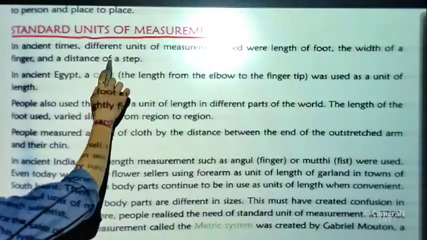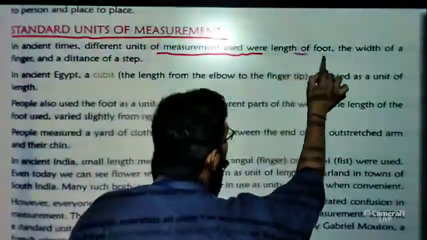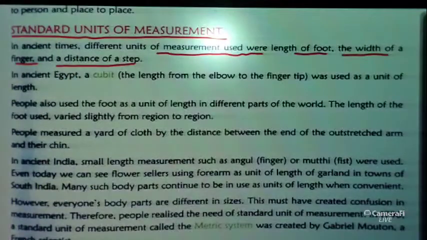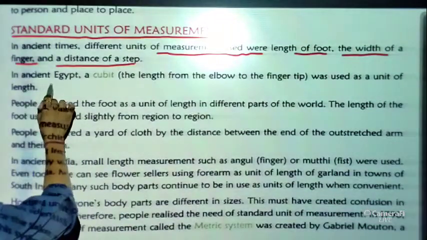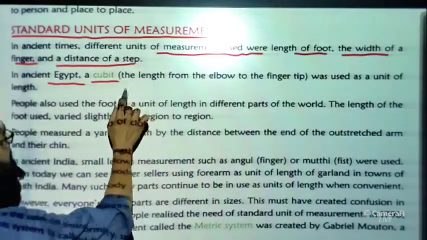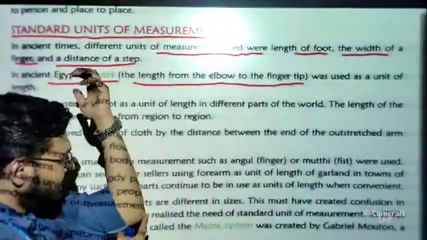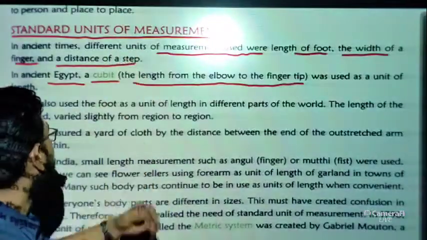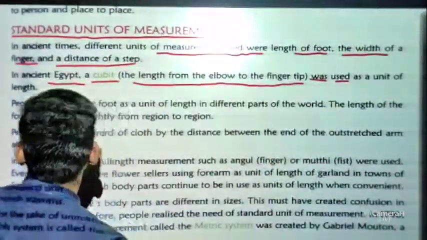Basically, in ancient times, the different units of measurement used were the length of a foot, the width of a finger, and the distance of a step. These are three or four units that people used in ancient times. Now, in ancient Egypt, a cubit means the length from the elbow to the fingertip. So this is my elbow and this is my fingertip, and this whole length you can call a cubit. In ancient Egypt this was used as a unit of length.